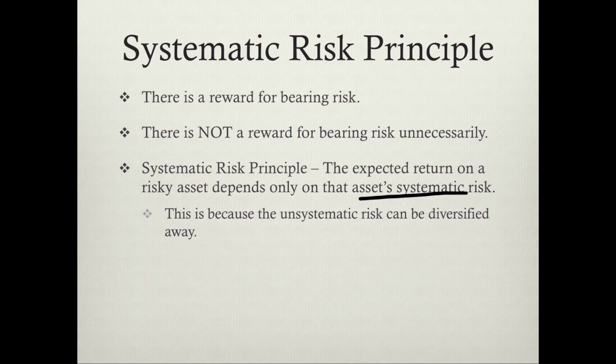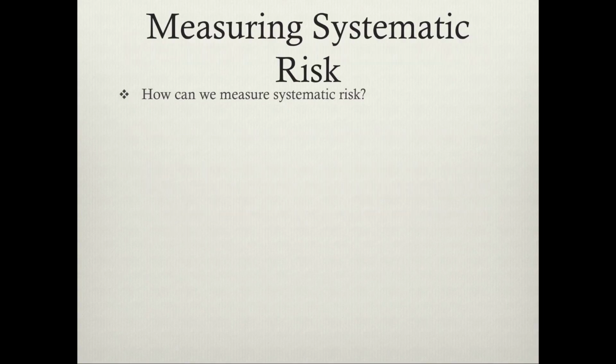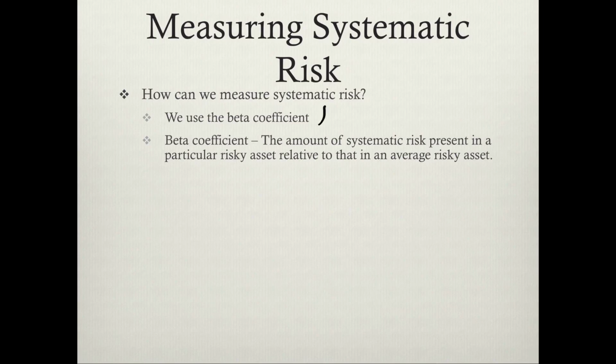So you're probably asking yourself, okay, well, how do I measure the amount of systematic risk in a particular asset? We measure systematic risk by introducing what is called the beta coefficient. So the beta coefficient looks something like this. Basically, it measures the risk of the entire market. It measures how a security correlates with some type of market index. So this beta coefficient is the amount of market risk or systematic risk present in a particular risky asset relative to that in an average risky asset. So some asset that has the same systematic risk as the market.